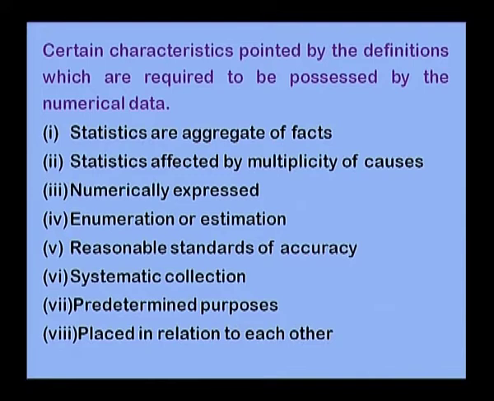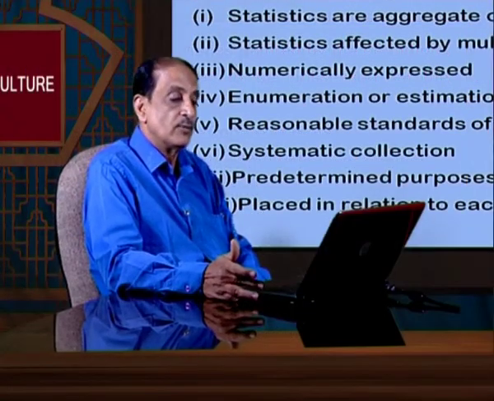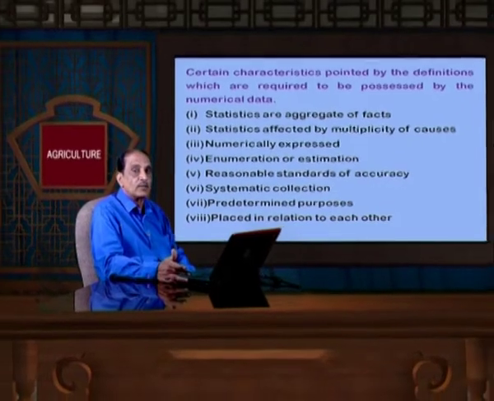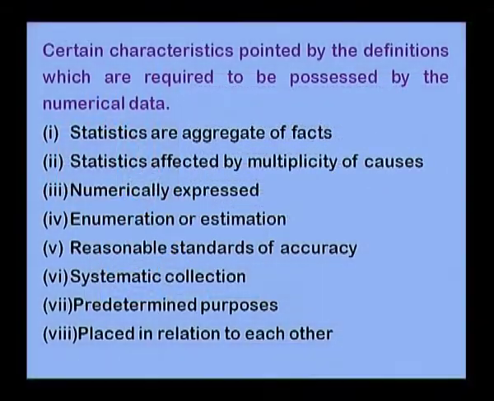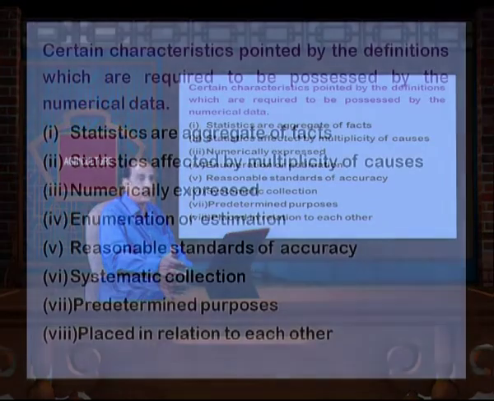And next is systematic collection. Definitely in the case of statistics, information is collected in a very systematic manner and the information is quite relevant. If information is irrelevant, then definitely whatever result we get will not be correct. And next is predetermined purpose. Whenever information is collected, first of all we should set out the purpose for which the information is required to be collected. Otherwise, the information so collected will not be relevant to the purpose for which it is required.